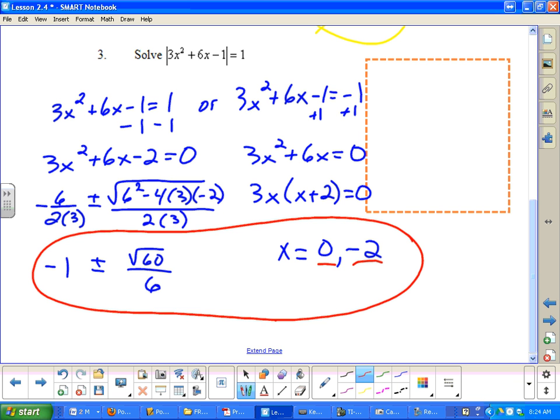Now, for a problem like this, I would expect that you have this answer here. I don't care if you simplify the square root of 60 or not. 2 square root of 15, that's up to you. But I don't want to see a decimal. That's what I'm saying. All right, I think we got one more to do.